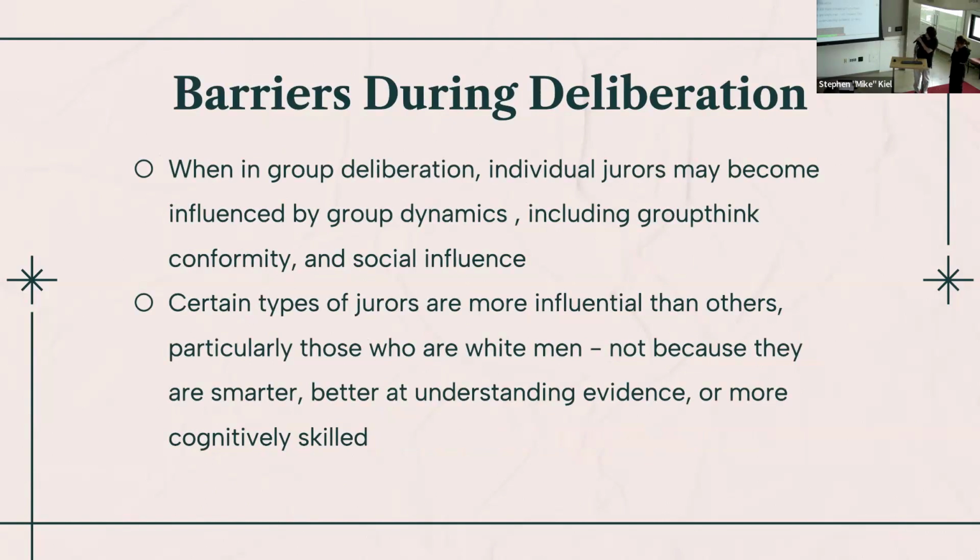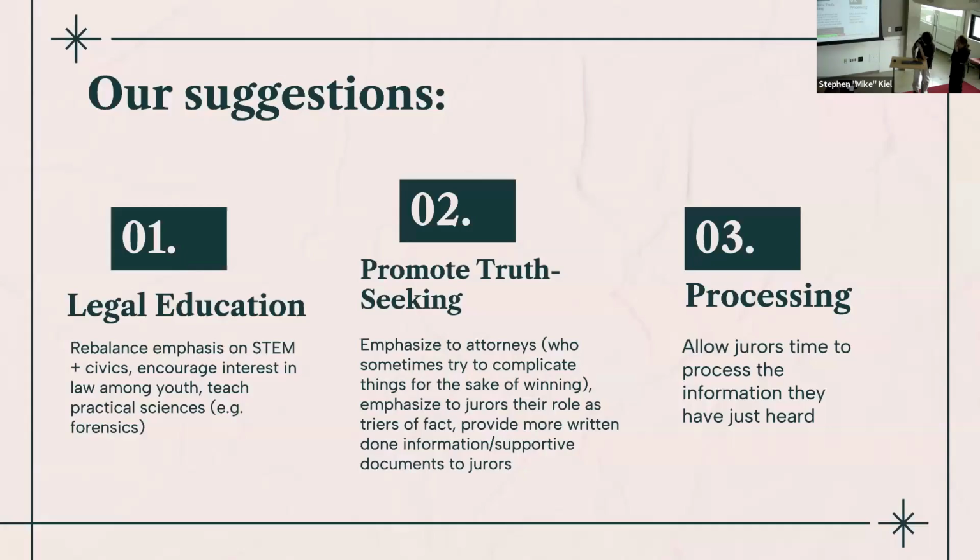For the sake of time, I won't go into it, and I'll just put this up here to leave you with. These are just a few of the suggestions we had for things that could be done to improve objectivity. This would be encouraging civic interest in young people, and in sciences like forensics, where people can learn from a young age to understand the elements of forensic evidence they might encounter at trial if they are jurors. Truth seeking: emphasize to attorneys, who sometimes try to complicate things for the sake of winning, and emphasize to jurors their role as triers of fact.